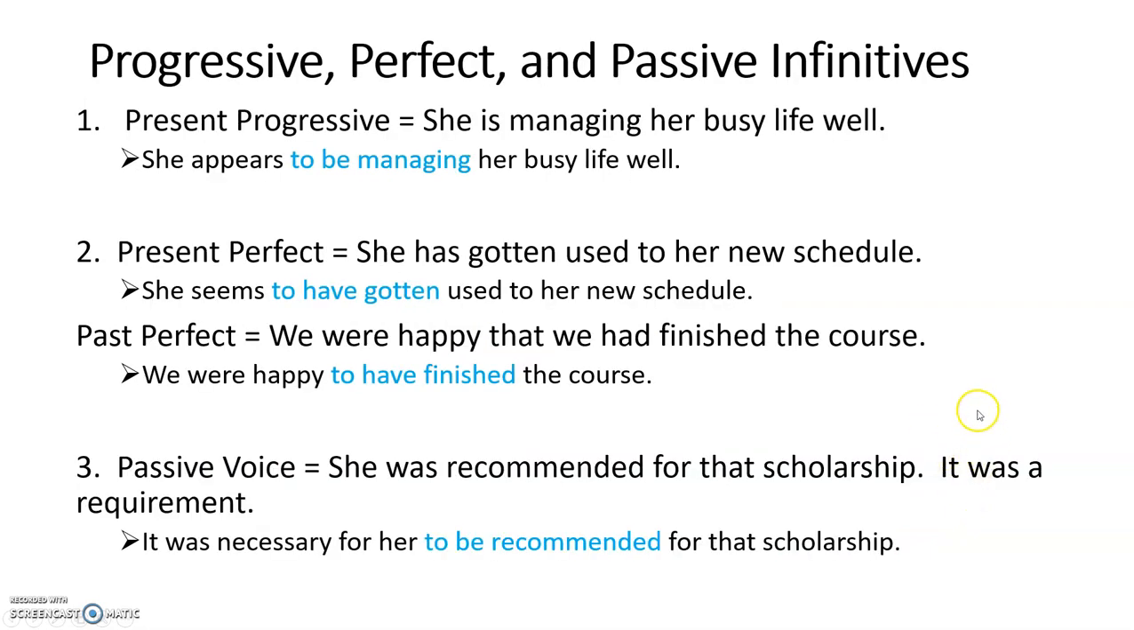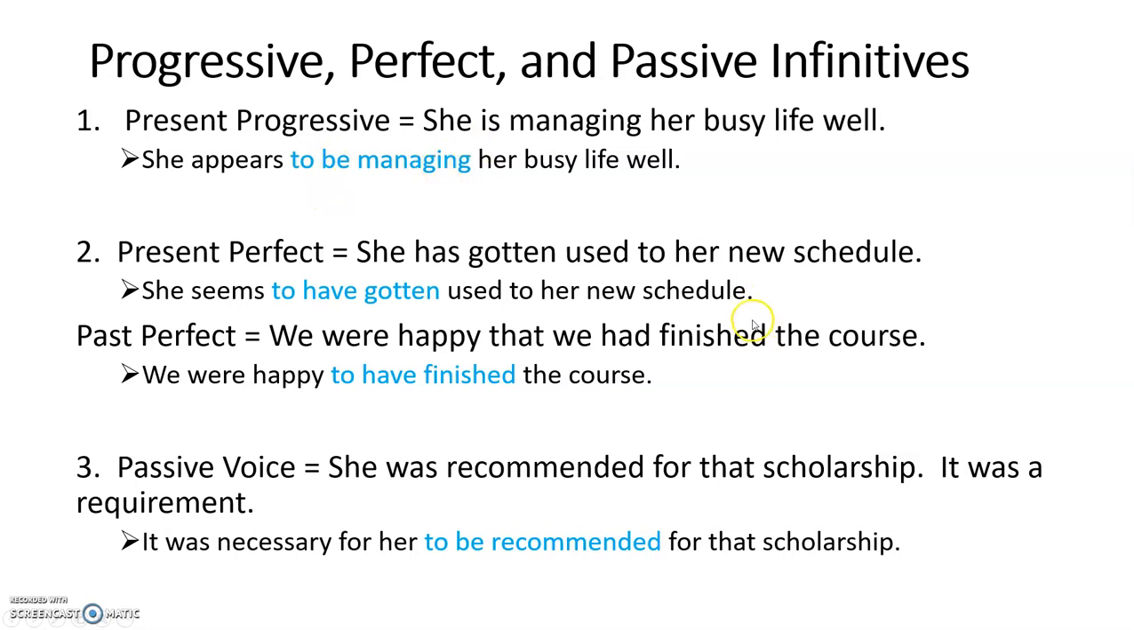Okay, it gets a little fancier when sometimes there's a different form, different verb form of the infinitive. It can be progressive or perfect or passive. So these are a little bit more complicated. So with number 1, I started with just an easy sentence with present progressive. She's managing her busy life well. And then I want to put that idea inside a bigger sentence and say that it appears to be this way to me. She appears to be managing her busy life well. So we still have the infinitive, appear to be, but because it's progressive, we use be and we use ing on the other verb.